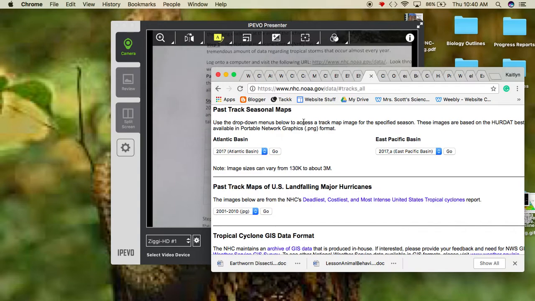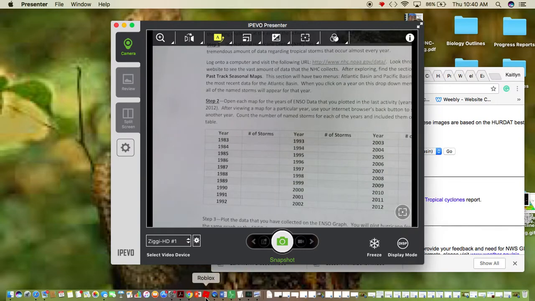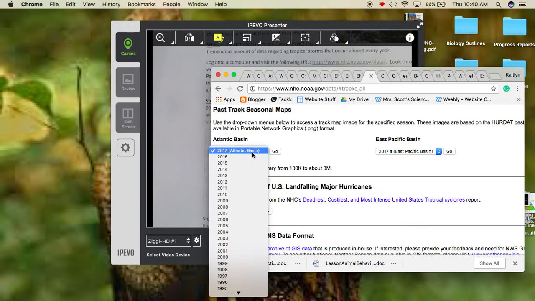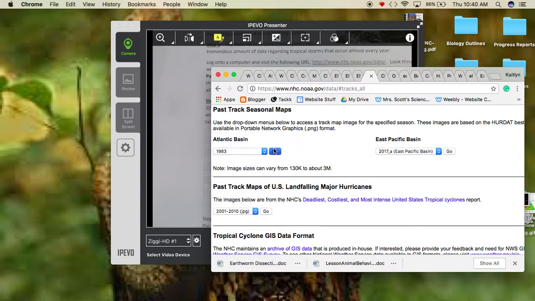Now I go back here, we have the Atlantic Basin or the Pacific. We want the Atlantic Basin. So we're going to go down here. We're going to go back as far as we can to 1983. And we're going to click Go.